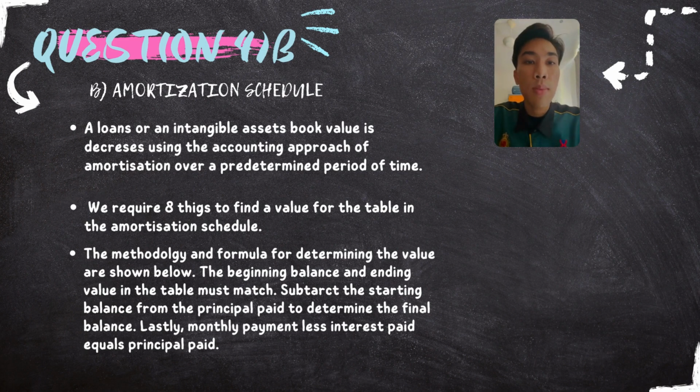The beginning balance and ending value in the table must match. Subtract the principal paid from the starting balance to determine the final balance. Lastly, monthly payment less interest paid equals principal paid.